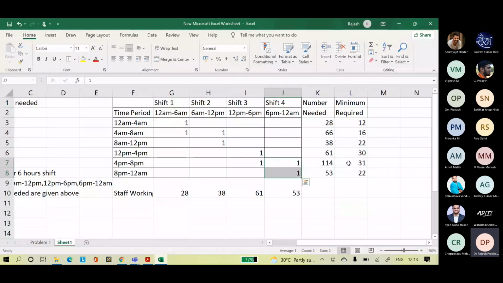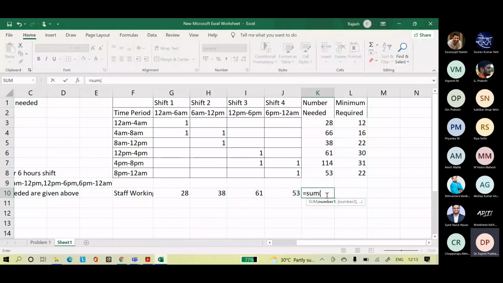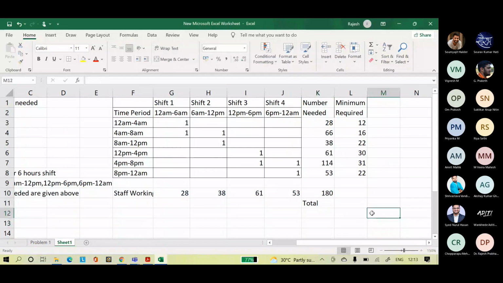So you have to match these ones and then you have to sum up these ones, equal to the sum of the total we need to minimize. Solve this problem using simplex. So I got the final answer as 86.